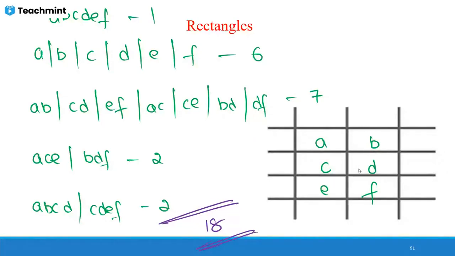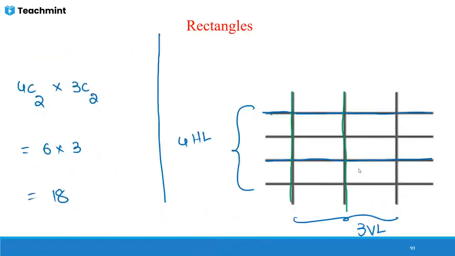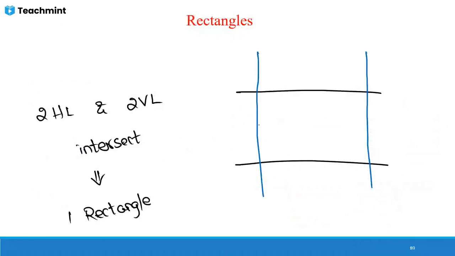Whereas in the previous one, same question, what we did: I have four horizontal lines and three vertical lines, my dear friend. Now, you can just check it out. Two horizontal, two vertical, I can form one rectangle. You observe: two horizontal, two vertical, one rectangle formed.